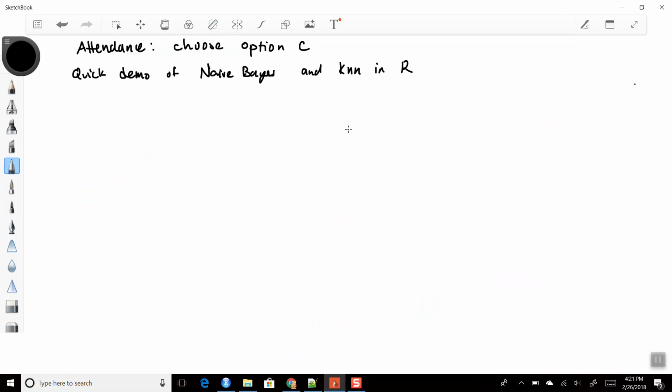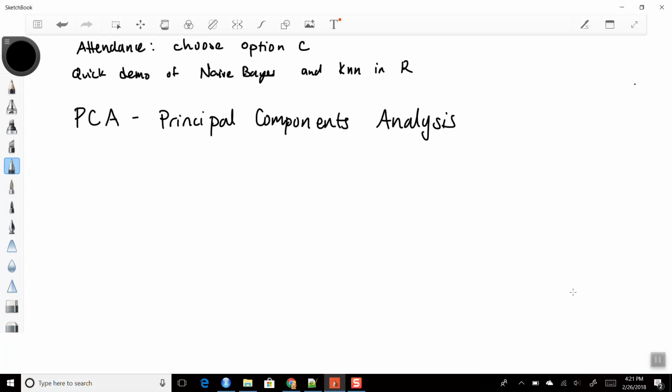So anyway, that's the quick demo of naive Bayes and K nearest neighbors in R. This week I'm going to introduce PCA. PCA is called Principal Components Analysis.